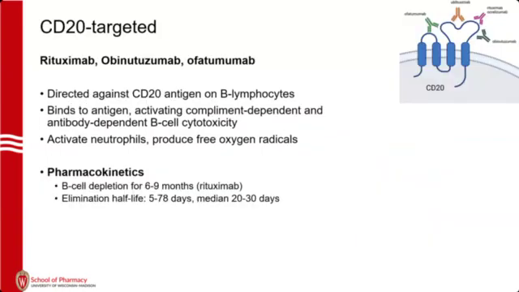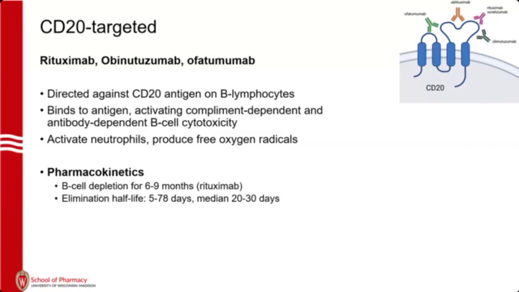as well. We always have to start when we talk about monoclonal antibodies with the CD20, specifically rituximab, as this is kind of the old poster child. The one that everyone thinks about when they think about monoclonal antibodies for heme malignancies. These products are targeted against, of course, CD20, which is expressed on B lymphocytes. These bind to an antigen activating complement-dependent as well as antibody-dependent B-cell cytotoxicity. And they also have the mechanism of activating neutrophils and producing free oxygen radicals.